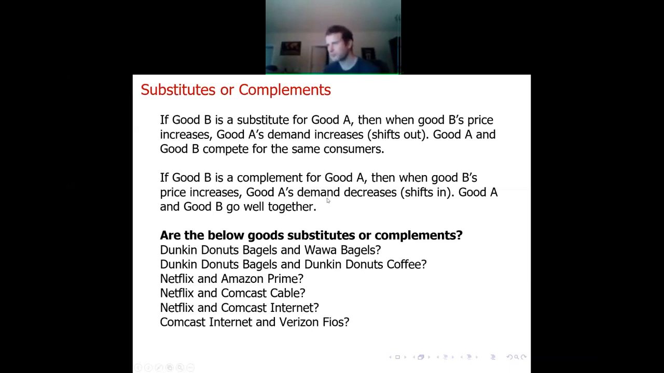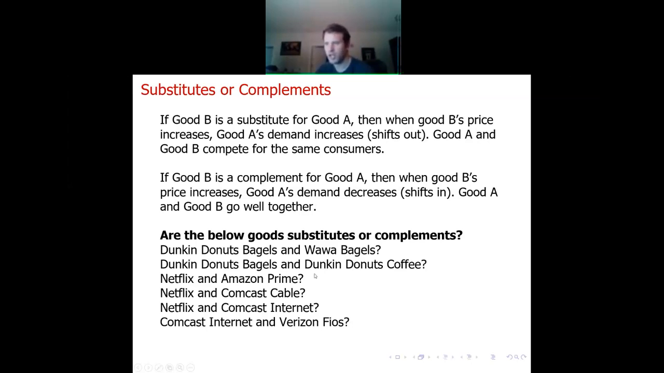All right, tell me if a good is a substitute or a complement. As a reminder, a substitute is a good that when its price increases, the demand shifts out for the other good. A good is a complement when its price increases and the demand shifts in. So two goods that go together are complements, two goods that compete are substitutes. Okay, so Dunkin' Donuts bagels and Wawa bagels should compete, so those should be substitutes. So when a Wawa bagel increases its price, Dunkin' Donuts should see a spike in demand.